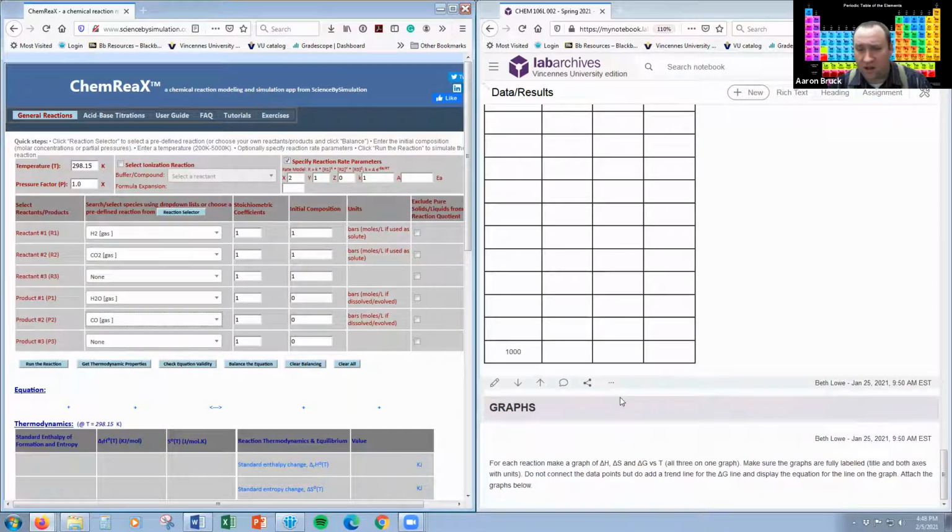In the end, you're going to make graphs for all 5 reactions. You're going to make a graph of delta H versus time, delta S versus time, delta G versus time on the same set of coordinates. So you're going to make 5 graphs in total. Each graph is going to have 3 trend lines on it.